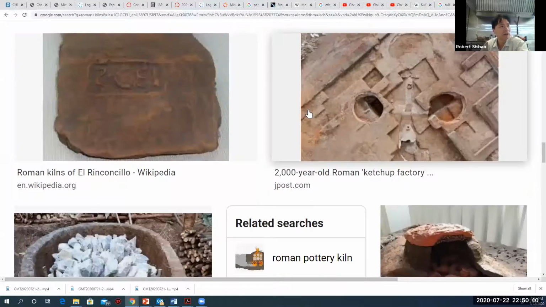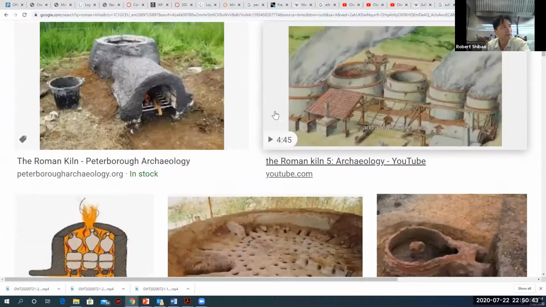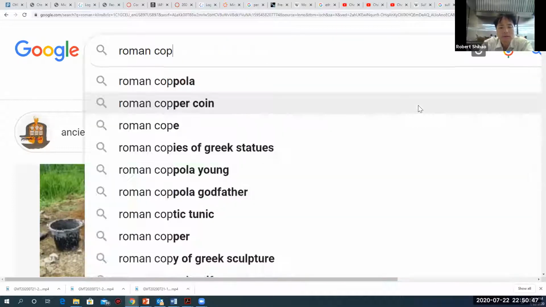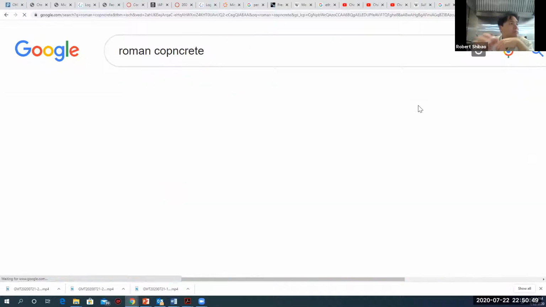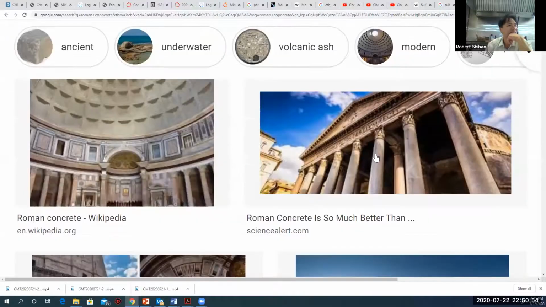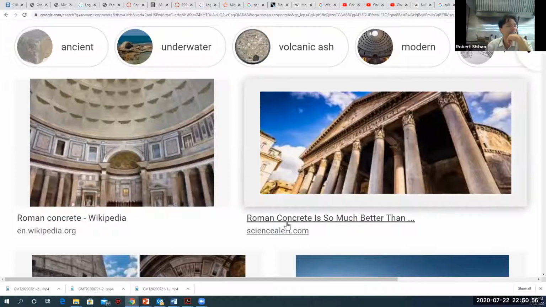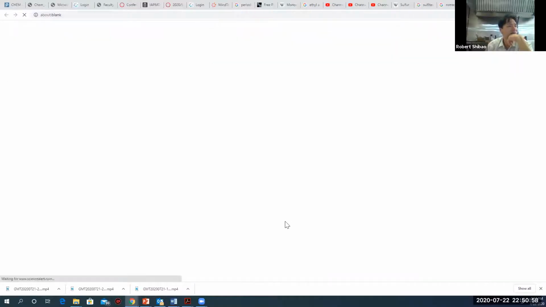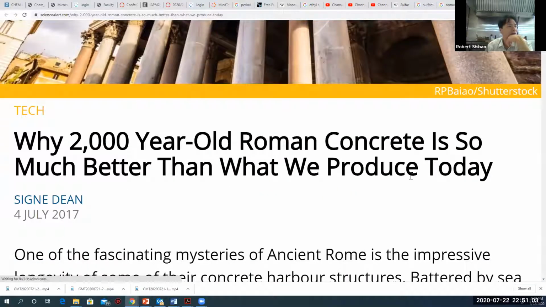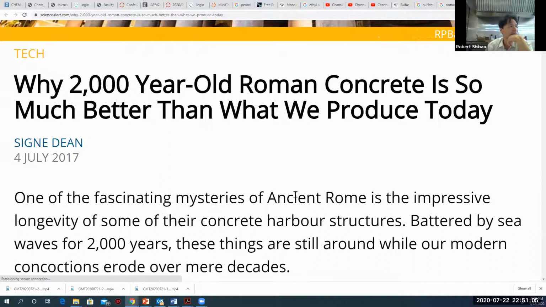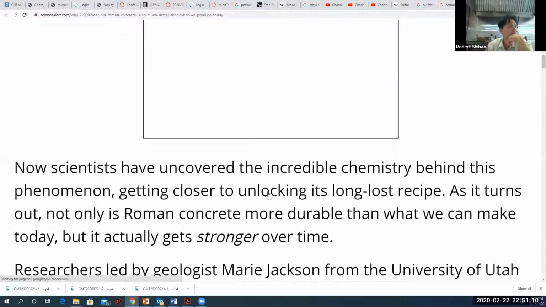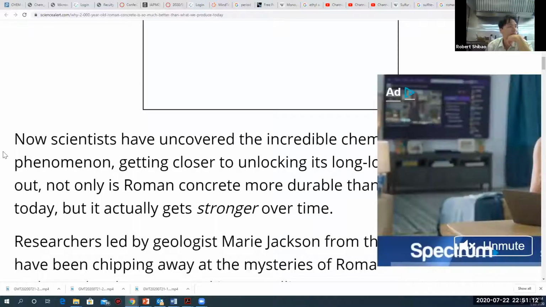They say Roman concrete is some of the best concrete. Oops, that's not asphalt concrete. You know, they built some magnificent structures. Roman concrete is so much better than what? Why 2,000-year-old Roman concrete is so much better than what we produce today. That's interesting, isn't it?